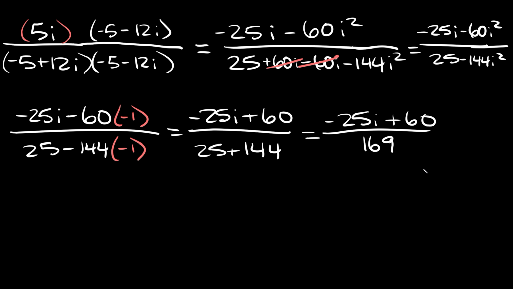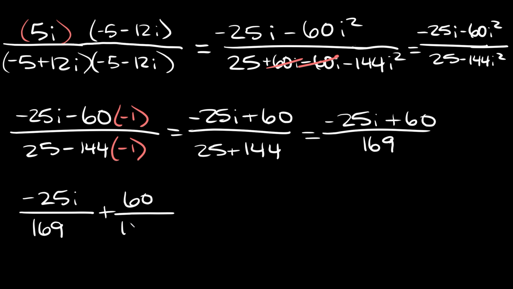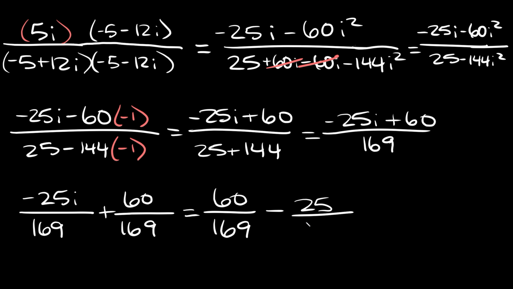All right, so the last thing we can do is just split these up into their own fractions. On the left side, we're going to get negative 25i over 169, and then we're going to add plus 60 over 169. Okay, and again, lastly, we can write the imaginary number at the end. So here we can put this fraction first, 60 over 169, and then we're subtracting, right, because that's a negative number, minus 25 over 169i.